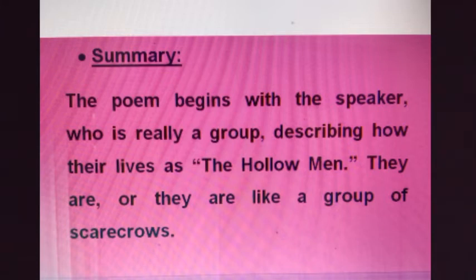Now let's analyze the summary of the work. The poem begins with the speaker, who is really a group rather than an individual, and they describe how they live as the hollow men. So when the poem begins, we see a group of people. They describe their life, living their life as hollow men.